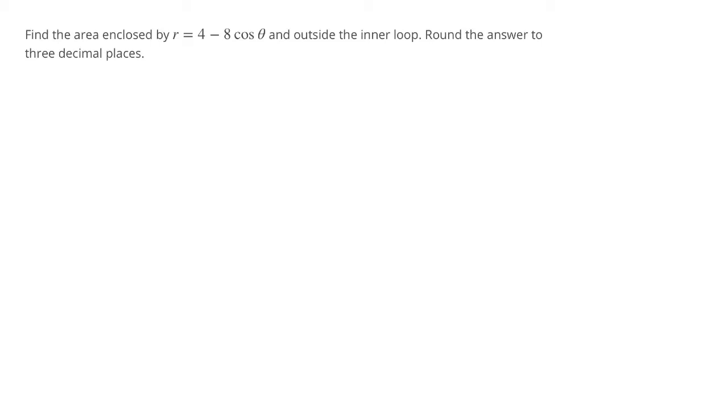Greetings, everybody. Finding our first example of an area in polar coordinates. What we're asked to do is to find the area enclosed by r equals 4 minus 8 cosine theta outside of the inner loop.